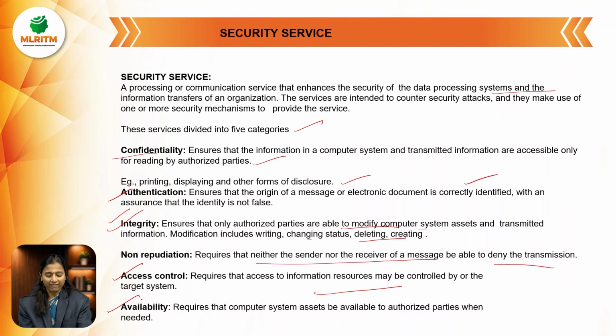The next is availability. Availability requires that computer system assets be available to authorized parties when needed. If the messages are required by authorized persons, they can be present, and they can use those messages.